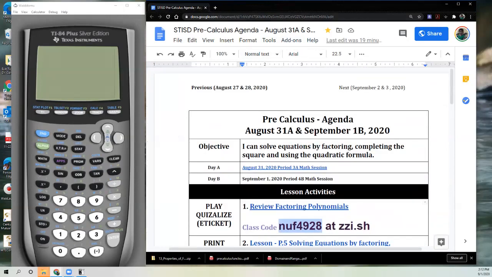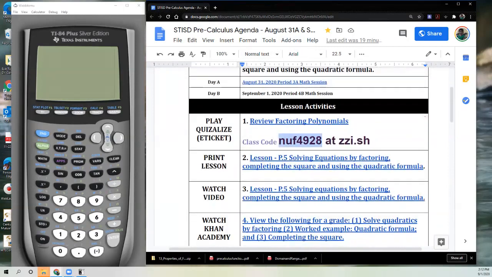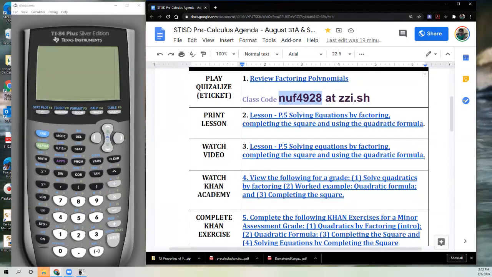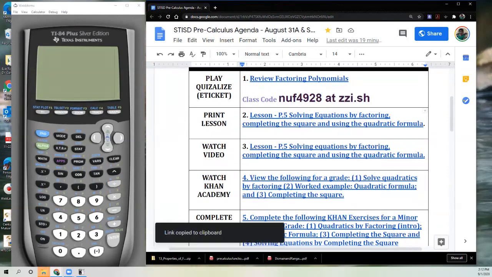Today is September 1st. Like I said, we are solving equations by factoring, completing the square, and using the quadratic formula. We just finished playing Quizalize, and next time we'll have another game. The lesson that you have to print, I'm going to give it to you here.